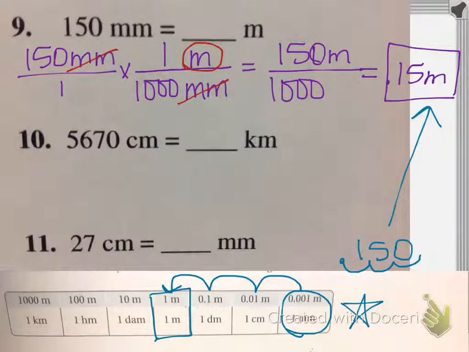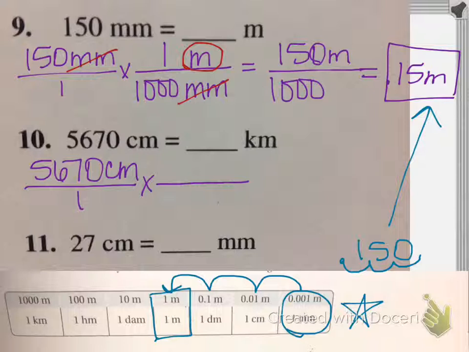So let's try it with the next problem. We have 5,670 centimeters, and again your units are very important, so don't leave those off. Over 1 times, I know that I'm going to have some centimeters on the bottom there.